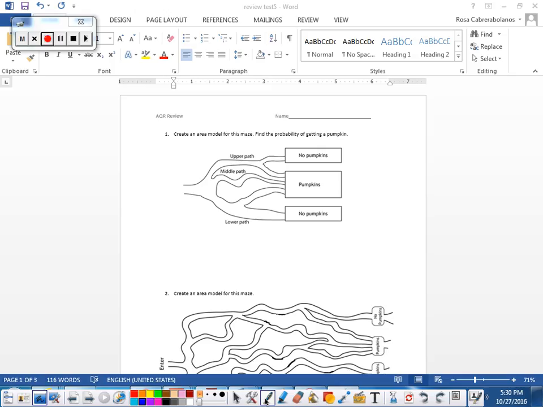All right, so let me go ahead and get started. I'm going to start with number 1. It says to create an area model for this maze. Find the probability of getting a pumpkin.